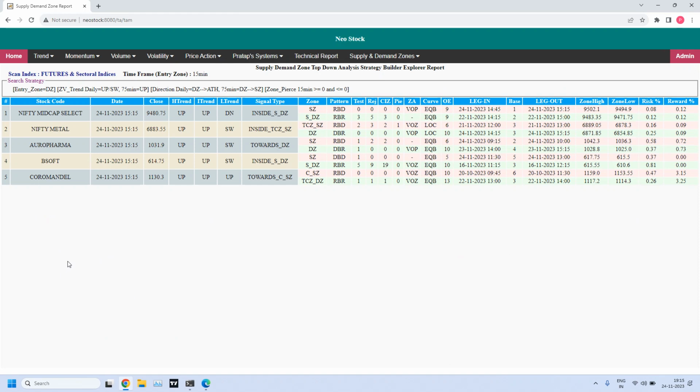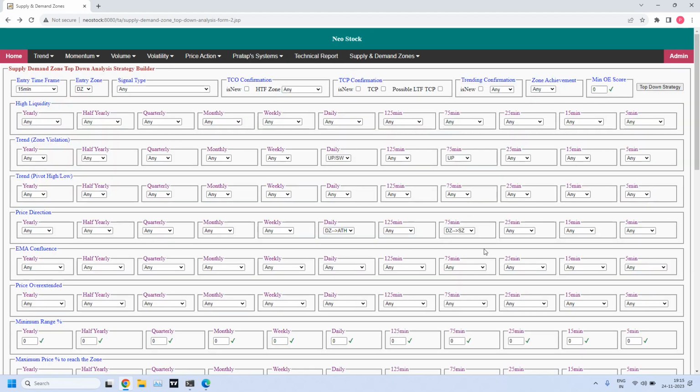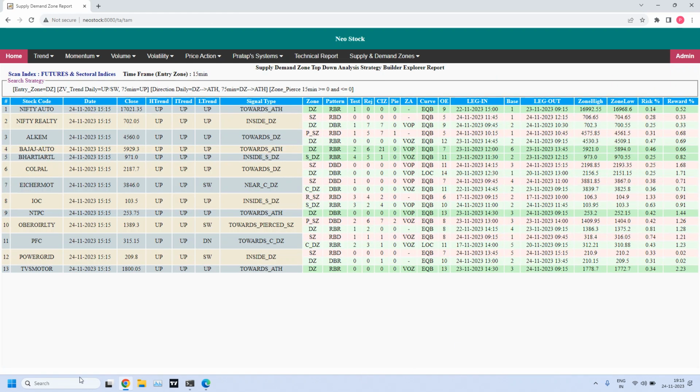Now for the bullish setup, as per the third condition, daily is demand zone to all-time high, but this time on the 75 minutes time frame, prices should travel from demand zone to all-time high. So in this condition, 13 stocks are filtered. So all these are bullish setup related stocks for the 15 minutes time frame.